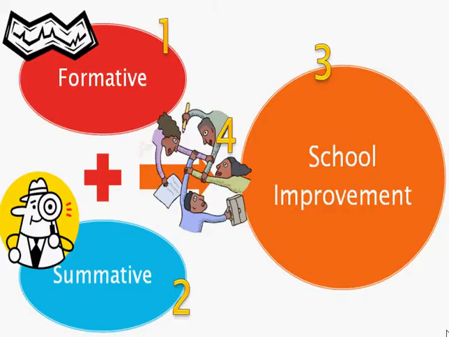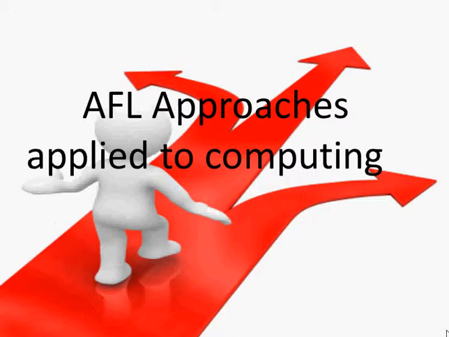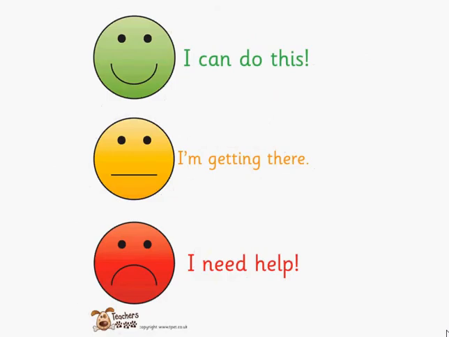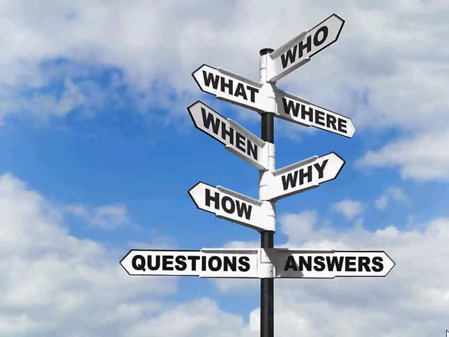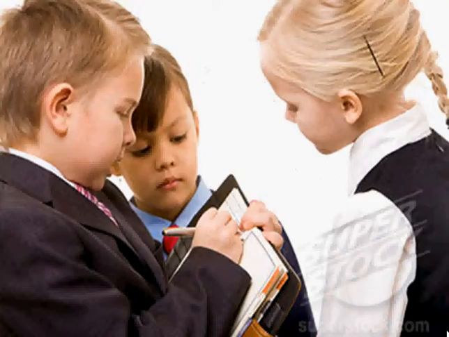Two ways of assessing children, formative and summative assessment. Some of the AFL approaches listed in the Computing National Document for Teachers are self-assessment such as the traffic light system, peer assessment, looking over each other's work and giving feedback, target setting such as 2 stars and a wish, open questioning, and discussion with peers.